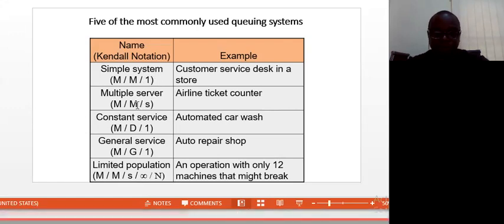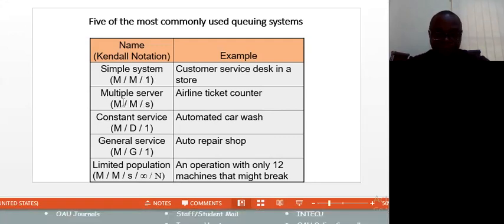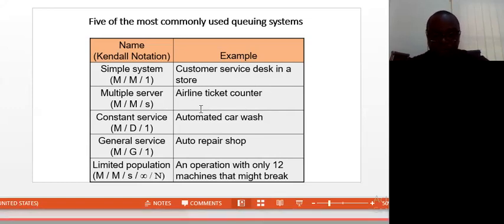We could also have multiple servers, represented by MMS. That is, the arrival follows a Poisson distribution, the service follows an exponential distribution, and the queuing system has multiple servers, with the number of servers greater than one. An example is the airline ticket counter, where you have more than one person attending to customers when they arrive.